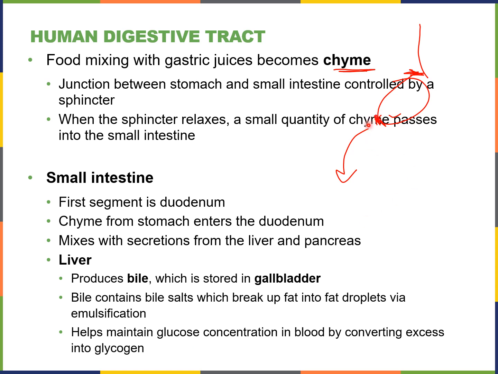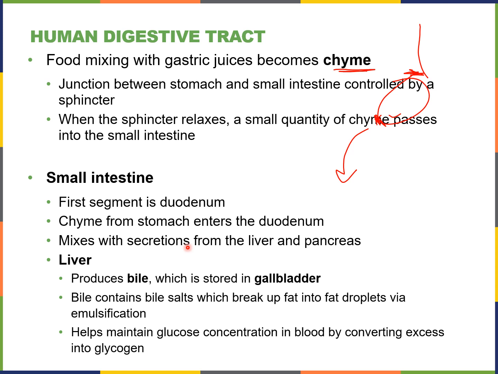So we need these two sphincters here to stop backflow of food going back into the esophagus, or chyme, instead of going to the small intestine, maybe coming back into the stomach. So when that sphincter relaxes, that's when you get a small quantity of chyme that'll pass into the small intestine. And the first segment of the small intestine is called the duodenum. So chyme is going to enter the duodenum and then mix with secretions from the liver and the pancreas.